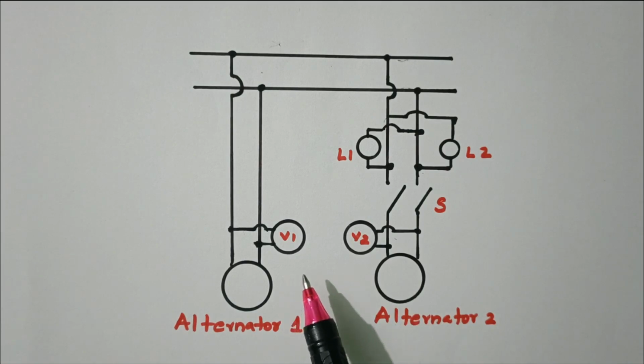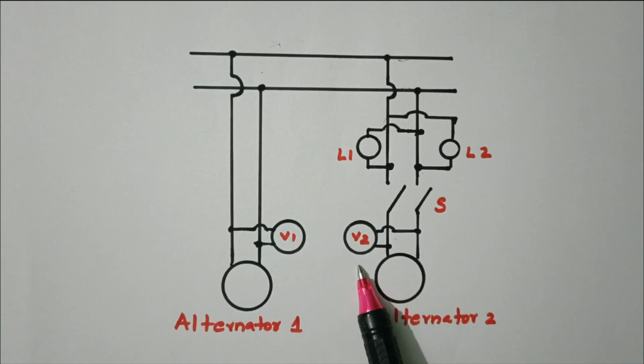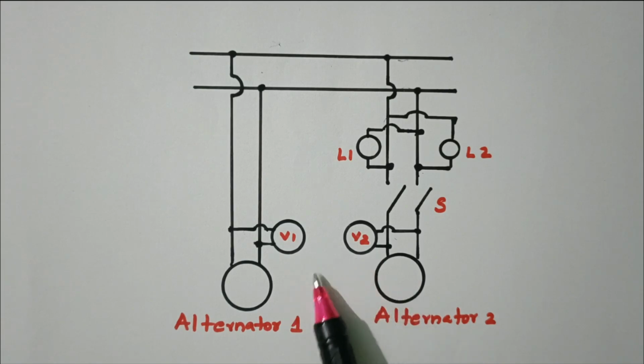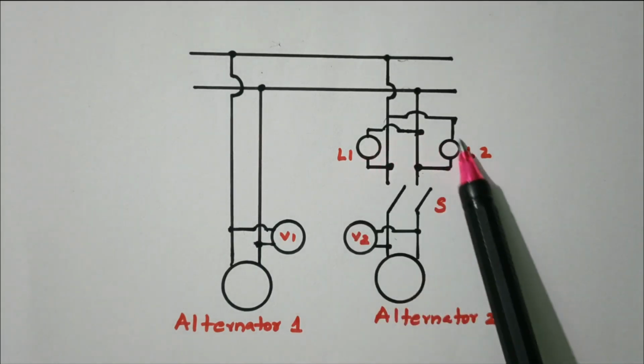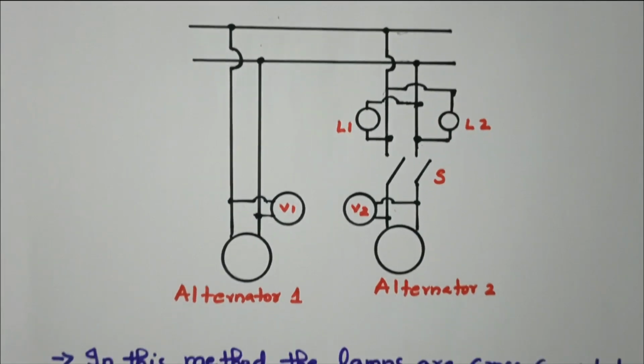First, we can verify the voltage with the voltmeter. If it is not equal, we can vary the excitation of the second alternator, so we can bring the voltages to be equal. Then the frequency can be measured by the lamp condition. Now we'll see that.